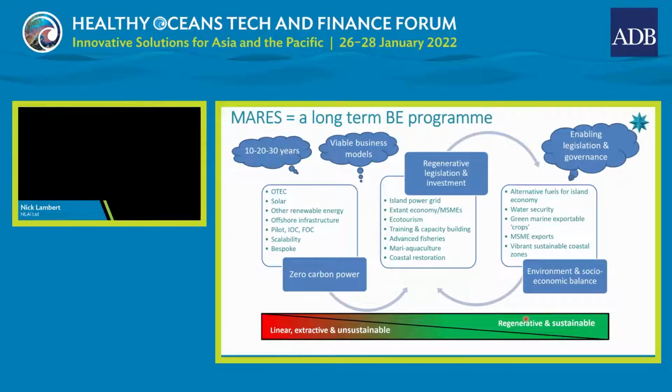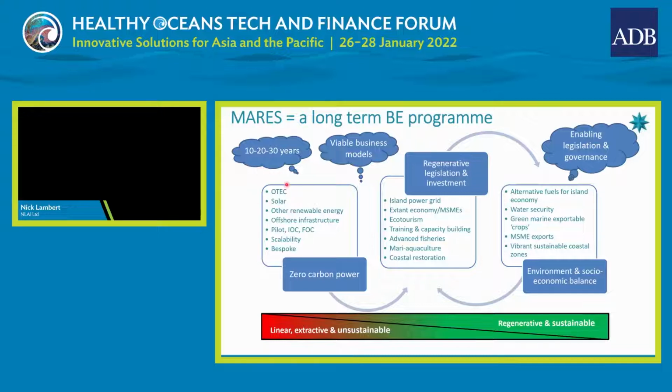So MARES is a long-term plan to realize the opportunity of the blue economy. There are lots of people out there talking about these sort of implementation plans, but it's one of the best that I've seen, and Asia Development Bank's right in the lead here. It's 10, 20, 30, 40, 50 years planning. It's not expecting something to be delivered immediately. It's going to take time.